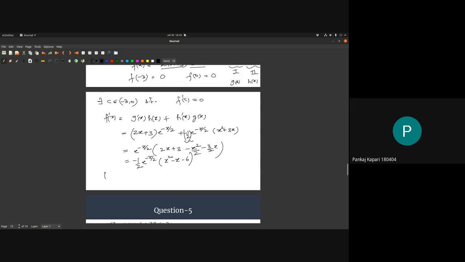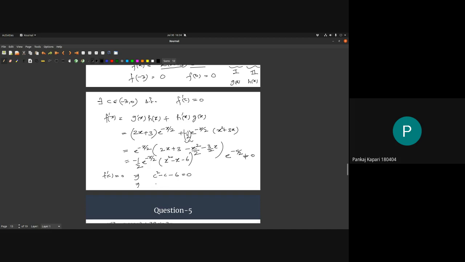Therefore, f prime c equal to 0 implies that c square minus c minus 6 is equal to 0. Why? Because e to the power minus c by 2 is never 0. The exponential function cannot take value 0, it is always positive. Whatever formula you use for finding roots of a quadratic polynomial, because this is a quadratic polynomial in terms of c, you have to just find the value of c. You can just factorize it also.